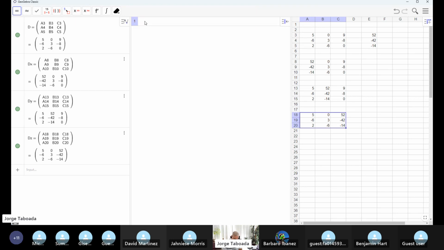Now you can put determinant. The command function is determinant. Determinant of D is 30. Likewise, determinant of DX. I don't finish typing the word, however, you see, determinant of DX is 150.